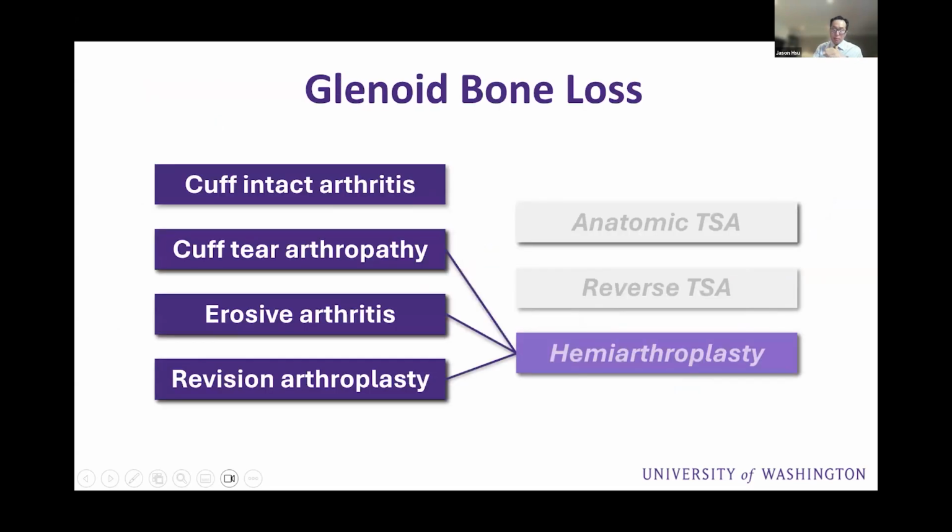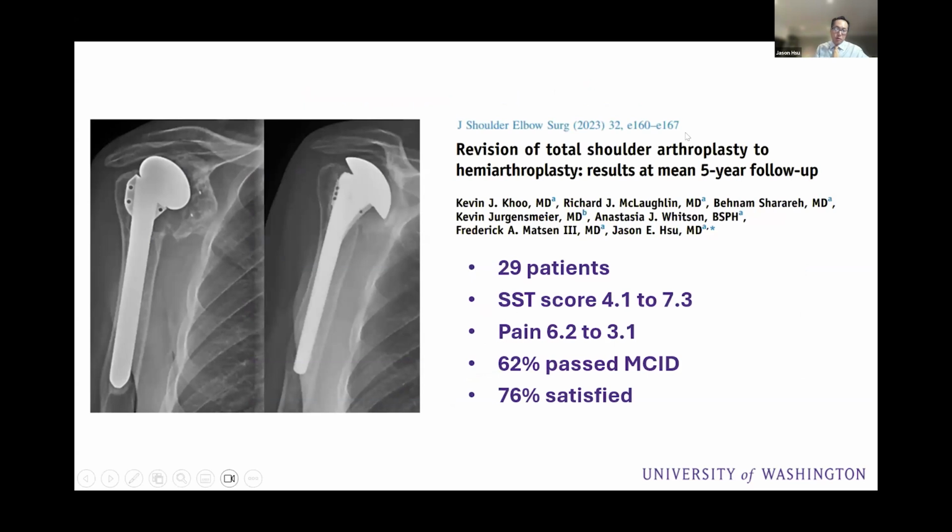The last thing I'll say on the topic of glenoid bone loss is that while we talk about reverse arthroplasty as a procedure of choice, sometimes it's either not possible or not desirable to put in a reverse arthroplasty in a patient. And so a hemiarthroplasty can be a reasonable option. And so Kevin wrote this paper recently looking at 29 patients that had failed total shoulder that were converted to hemiarthroplasty. And overall, you can see that the pain scores go down and function improves.